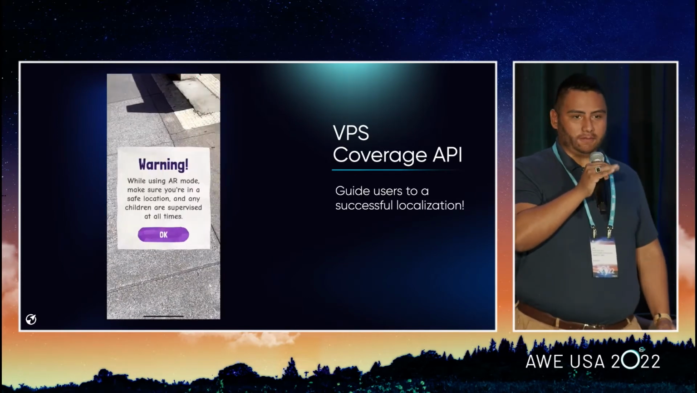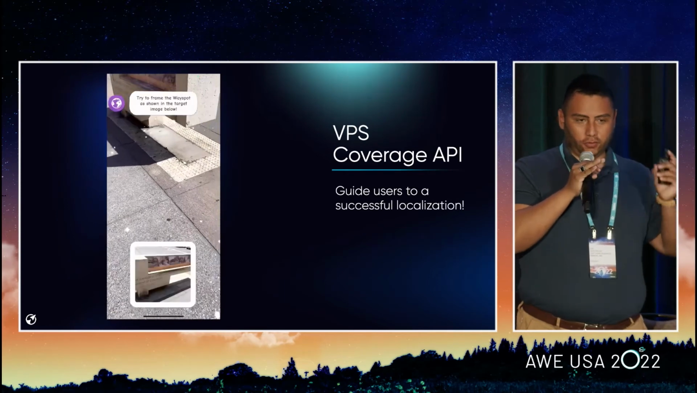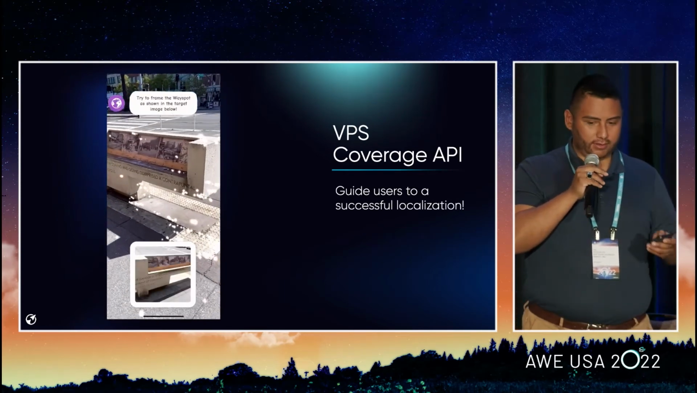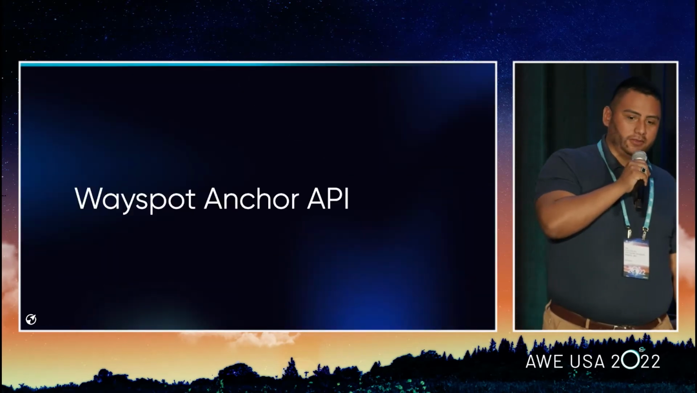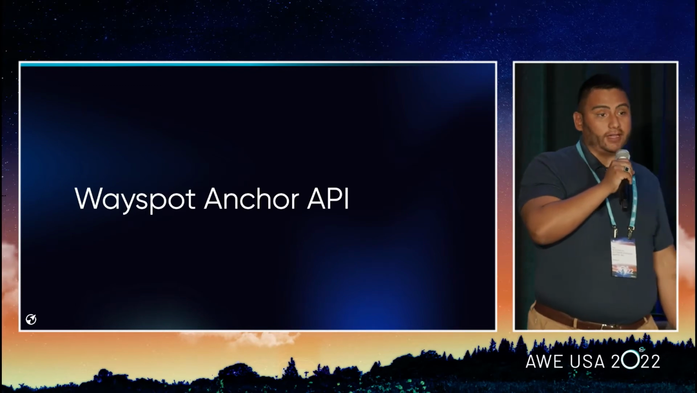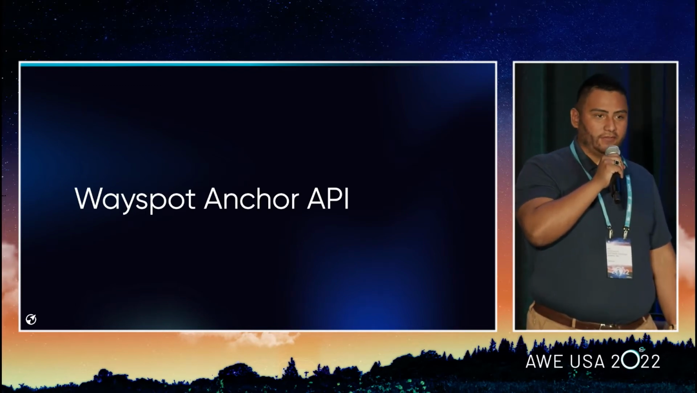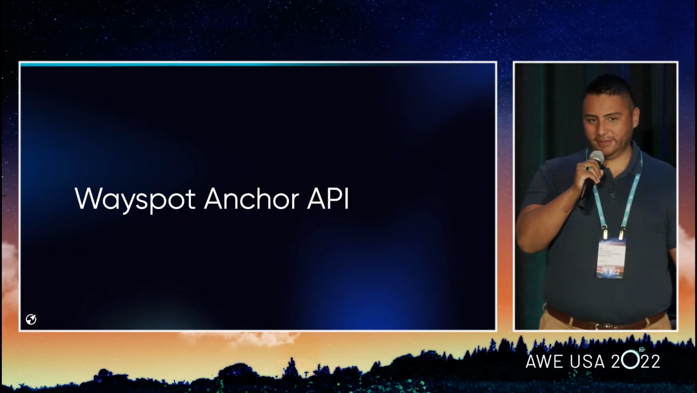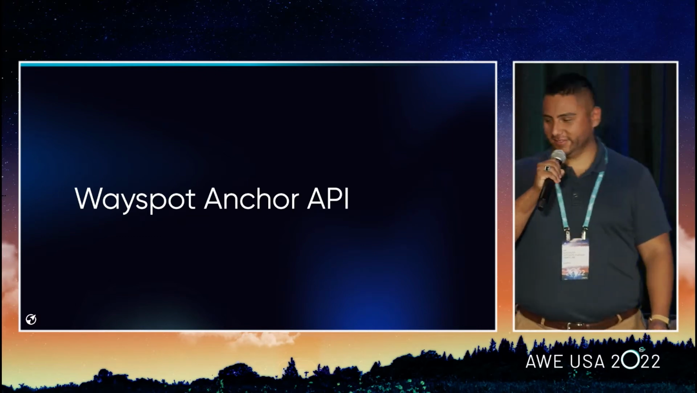How do we get from somewhere in the city to an area where we can use Lightship VPS? The second piece of the puzzle is about the Wayspot Anchors API, the way that we place the specific virtual objects in the real world. And my friend Anvith will talk a little more about this.